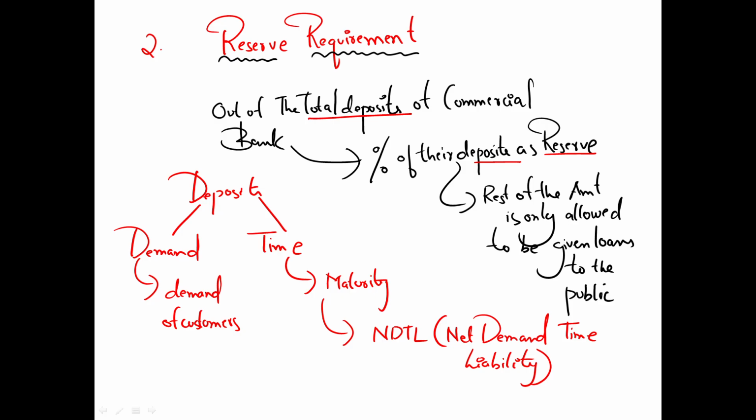So the deposits in India are basically classified into demand deposits and time deposits. Demand deposits are those that can be withdrawn by the customers at their will, and time deposits are those that can only be withdrawn at the time of maturity, or at a fixed interval of time. So the total deposits held by the commercial bank are known as NDTL, or net demand and time liability. I hope you understood this much. Now we can study reserve requirements in detail.